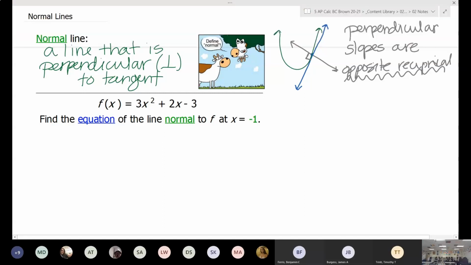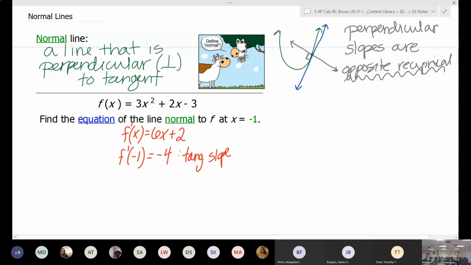So we first want to find the tangent slope. So we'll find the derivative, which we've already found twice before. I'm going to find the tangent line's derivative at -1. 6 times -1 is -6, plus 2 is -4. So again, that is the tangent slope.